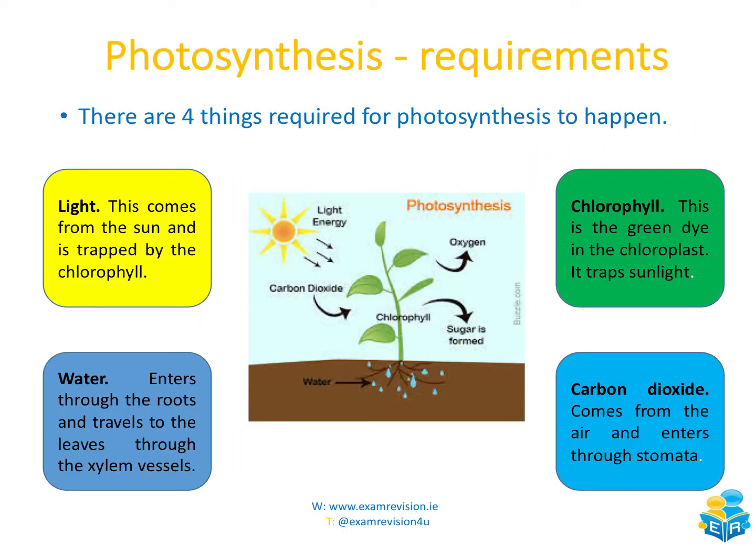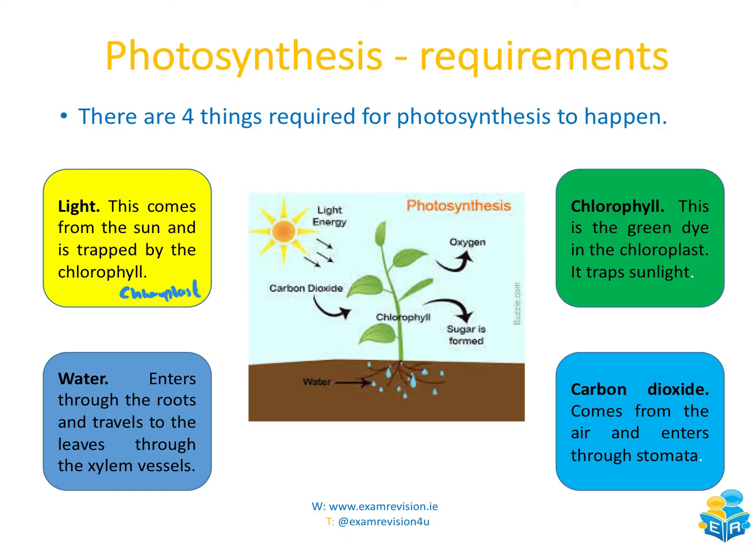Now, for photosynthesis to occur, there's 4 requirements. Okay, we have sunlight, we have chlorophyll, we have carbon dioxide, and we have water. The sunlight is going to come from the sun, and that's trapped by the chlorophyll inside the chloroplasts. So the chlorophyll is the green dye that's inside the chloroplast. We also need some water, so that's going to enter through the roots, and it's going to travel right from the roots up to the leaves through the xylem vessels. Okay, chlorophyll, that's the green dye that's in the chloroplast. It's what traps the sunlight. And then carbon dioxide, that's going to come from the air, it's going to come from the environment, and it's going to enter through the stomata.